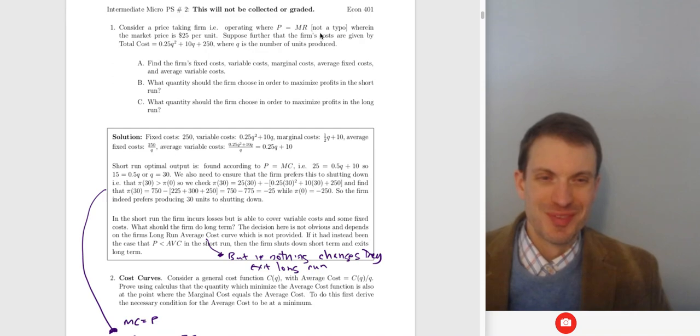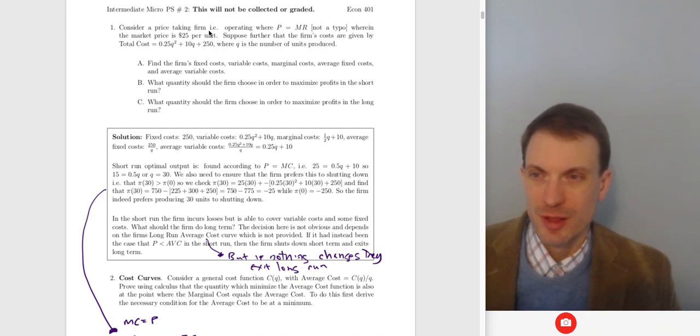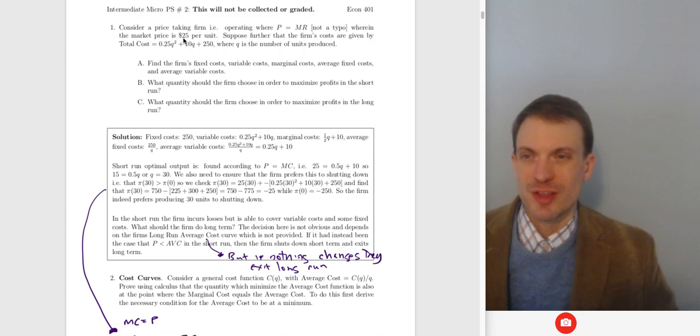Not a typo. What this refers to is, remember, for the competitive market, the price is generated by the interaction of supply and demand, and then all individual firms are just going to take that price as given. Hence, selling an additional unit is going to fetch exactly MR, right? The marginal revenue is going to be exactly the market price in a competitive market. And then what is that market price? We're going to say it's $25.